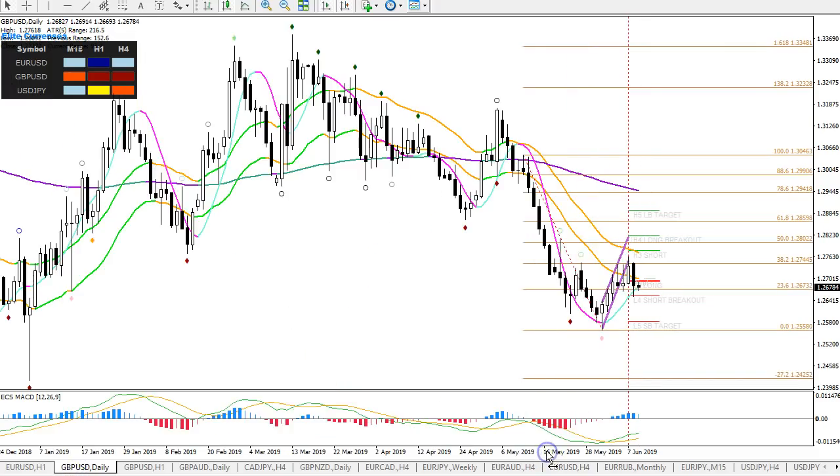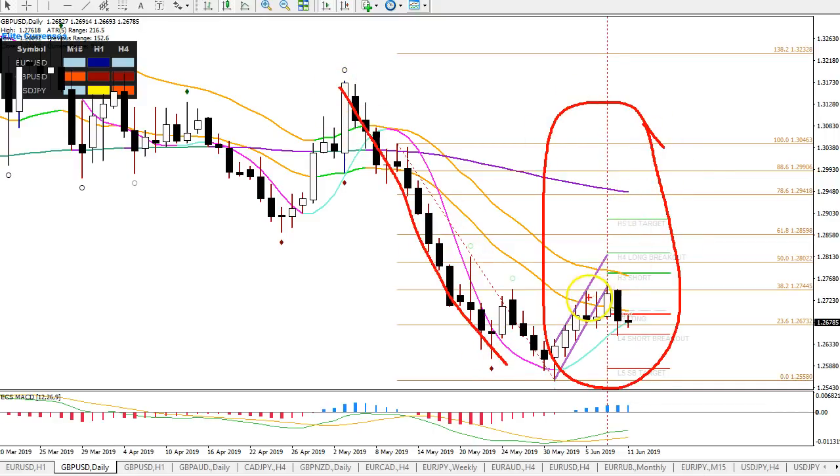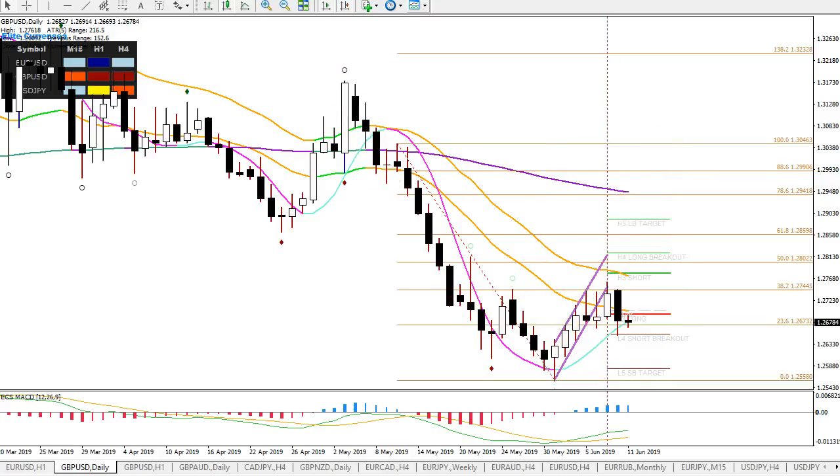Pound dollar is different though. Pound dollar had a bearish candlestick yesterday, engulfing more or less the candle before that. So pretty good candle, pretty good bounce at the 21 EMA, and that is something we expected. Strong momentum, everything aligned to the downside, and a downtrend continuation of the pound dollar is likely.